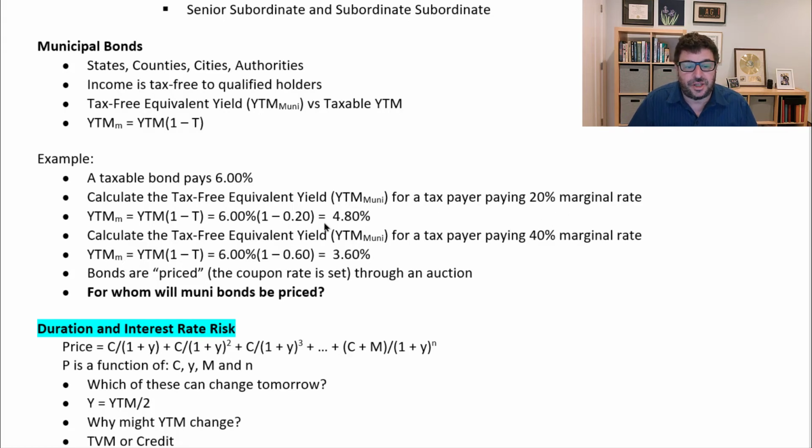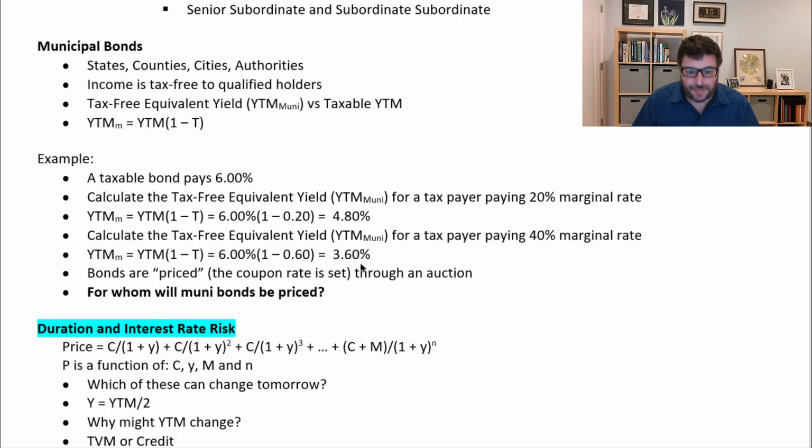Well, if that's the case, then if I have to pay 20% of my income in taxes, I get to keep 4.8%. So that would be the equivalent yield. I'd be willing to earn 4.8 tax-free. That would be equivalent to earning 6% taxable. But if I'm in a 40% marginal tax rate, then I would be willing to earn 3.6% tax-free to have an equivalent of 6%. And so this is very important. If I pay 20% tax and I need to earn 4.8, but you pay 40% tax, you only need to earn 3.6.